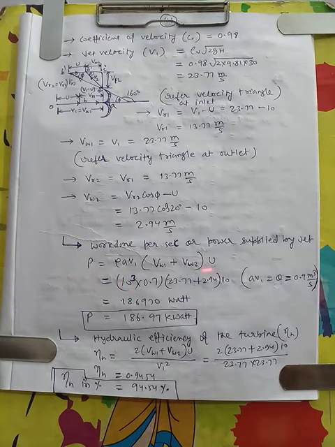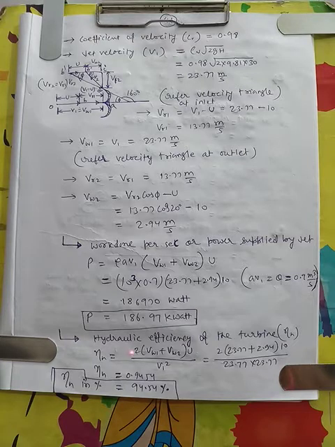By doing the calculation we get 186970 watt. Because this is a large quantity, it will be better if we convert it into kilowatt. So it will be 186.97 kilowatt. This is the power supplied by the jet to the runner.